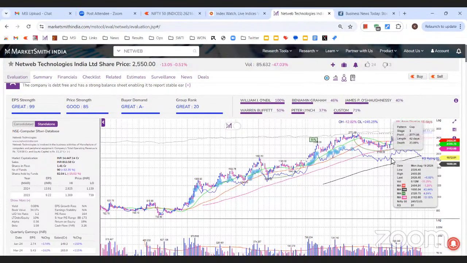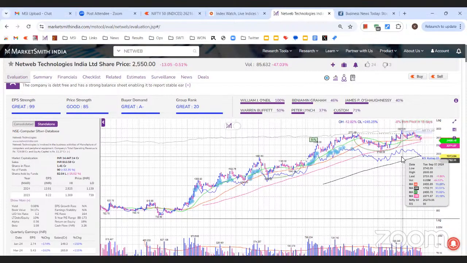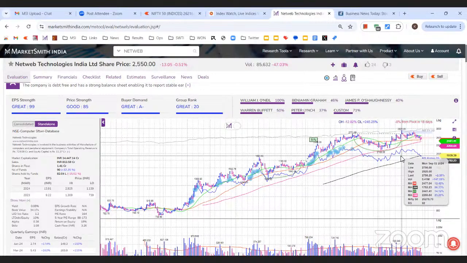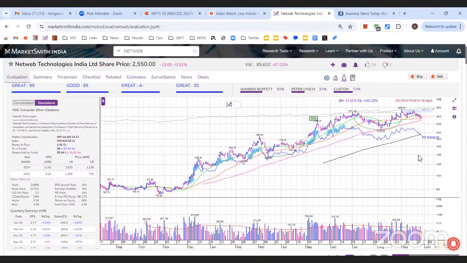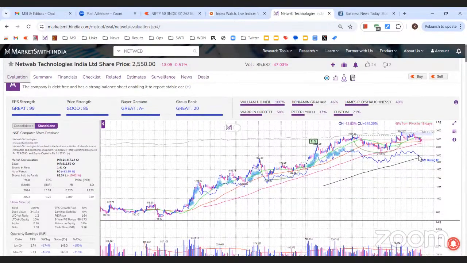Price strength and other technical ratings, buyer demand have also been very good, belonging to the top category. Recently, it broke out from a stage 3 cup base pattern, but on the day of breakout, again, it showed some kind of bearish reversal. It was not able to close in the top half. It closed near the day's low. And from there, the stock has not found the required momentum to take it forward. It is trading very near to the pivot.